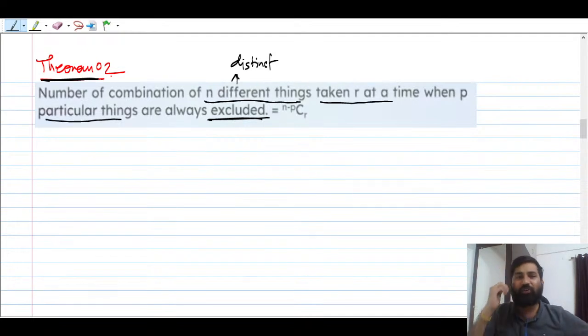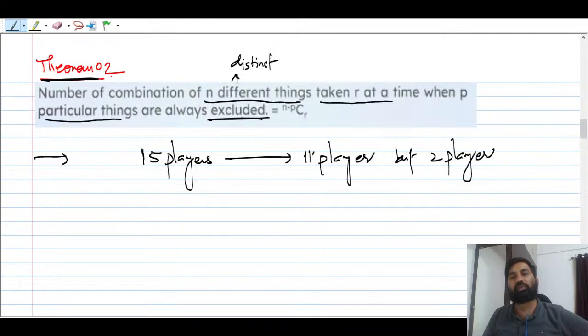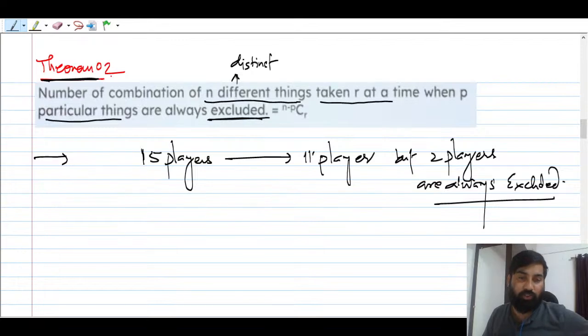Okay. So what we are going to do here is we will take the same example, right? You see here we have got 15 players, and we have to select 11 players, but 2 players are always excluded, right? You have to exclude 2 players. Meaning, how many players do you have to select then?